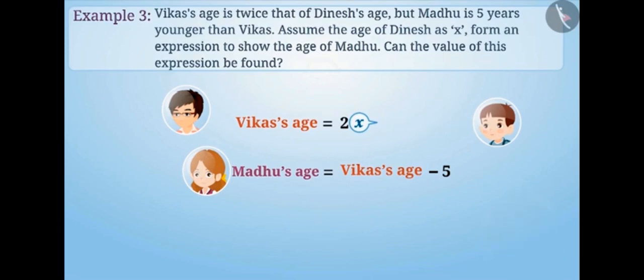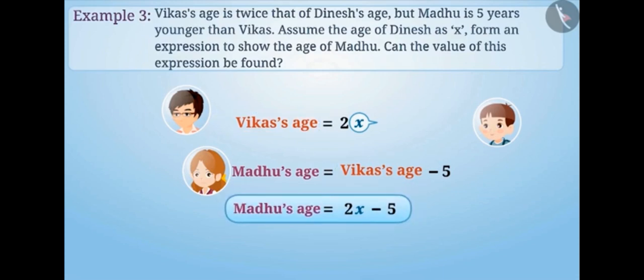For Madhu's age, we can write the expression as 2x minus 5. In this way, we have written an expression for Madhu's age. The value of these algebraic expressions cannot be determined as the values of the variables are not fixed.